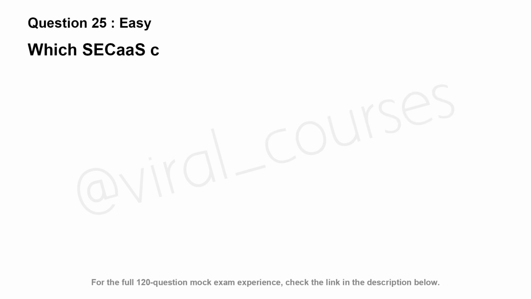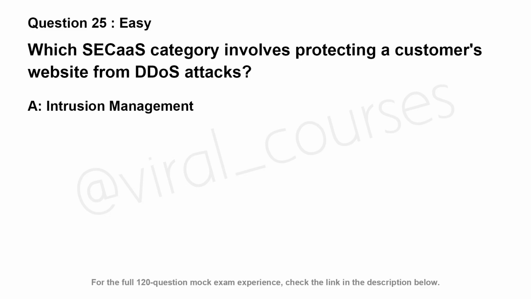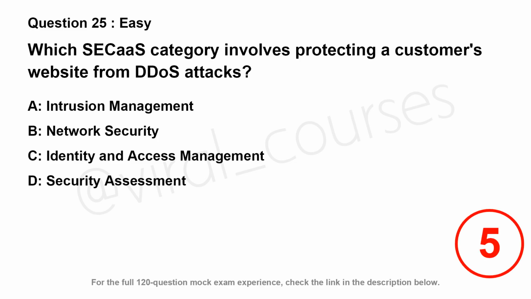Which SECaaS category involves protecting a customer's website from DDoS attacks? Option A, intrusion management. Option B, network security. Option C, identity and access management. Option D, security assessment.